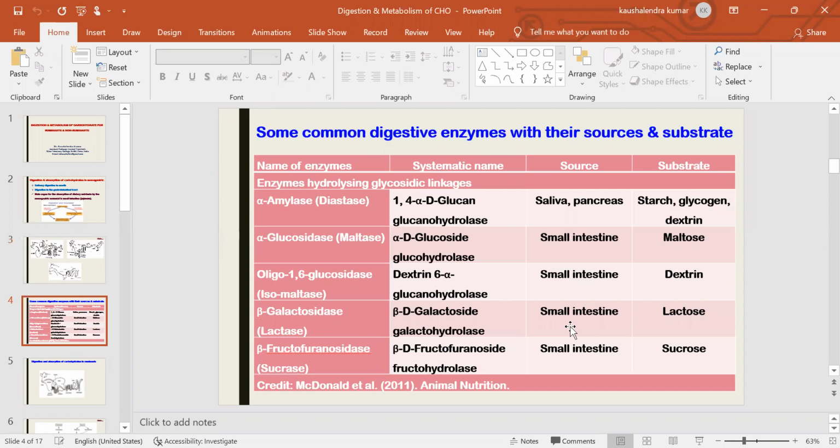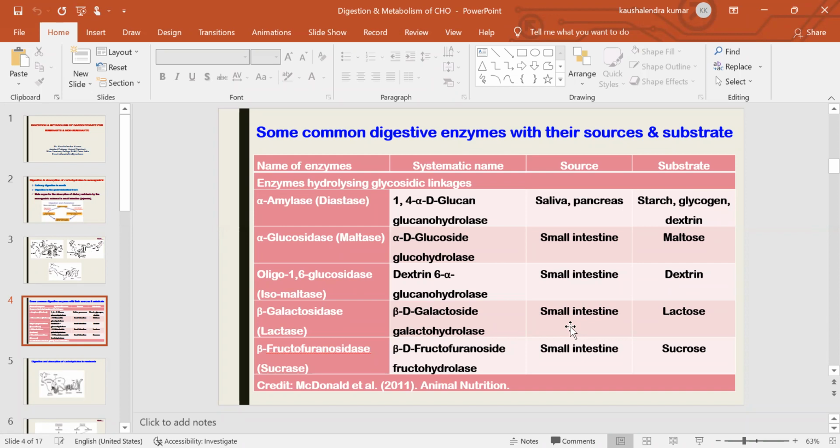You can go through this table. I will provide the slides or PPT. There are different common enzymes and their sources and substrates also, so which substrates these enzymes act on. You will go through this, and this table is available in the books also, so you can check in the book as well.